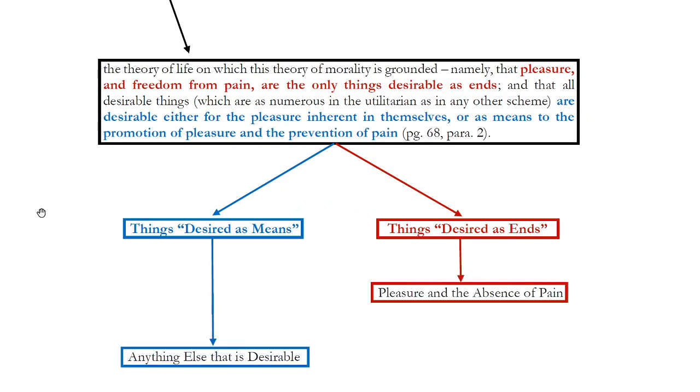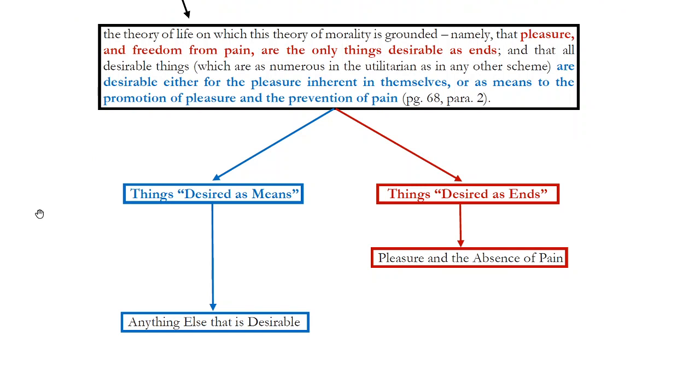Now, Mill makes another very important point as he's describing his view of happiness. He tells us the theory of life on which this theory of morality is grounded, namely that pleasure and freedom from pain are the only things desirable as ends, and that all desirable things, which are as numerous in the utilitarian scheme as in any other, are desirable either for the pleasure inherent in themselves, or as means to the promotion of pleasure and the prevention of pain. Okay, so it's a lot of fancy words there, but what is he saying here?